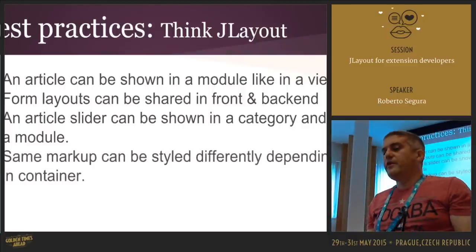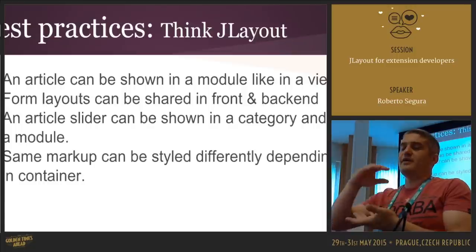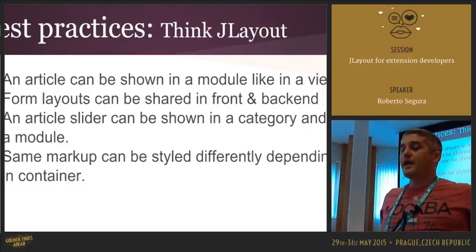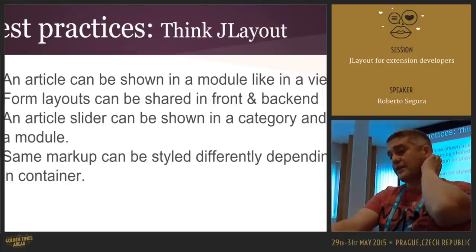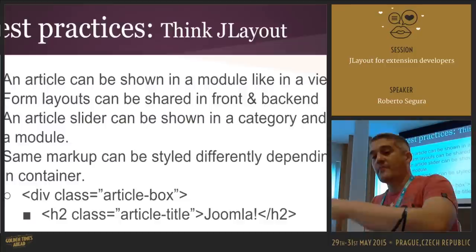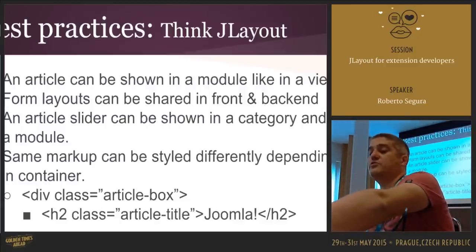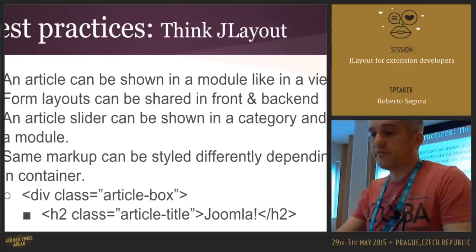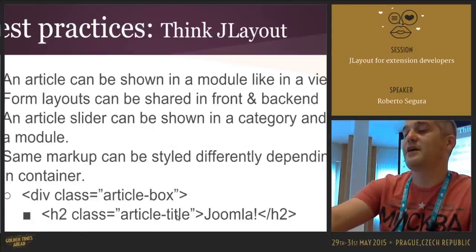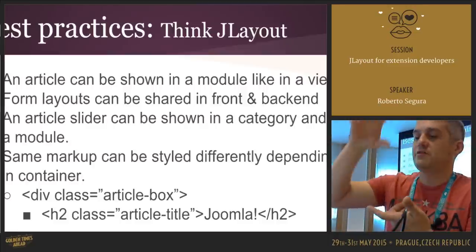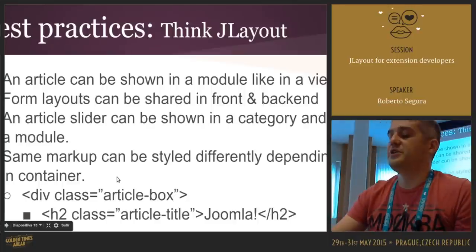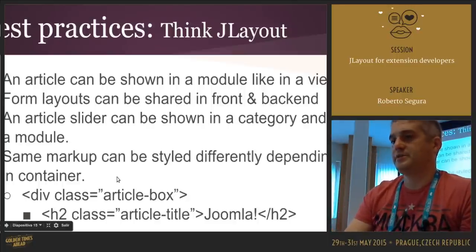And another useful trick is that with the same layout, you have an article, you can add a container above that article, adding a keyword, a class for that container, and you can style the same markup differently. What I do usually is the article title, which is the bottom part, inside the layout, and then the article box is like a parent layout that contains the title, the description. So I can style everything just changing how the article box class is being added.